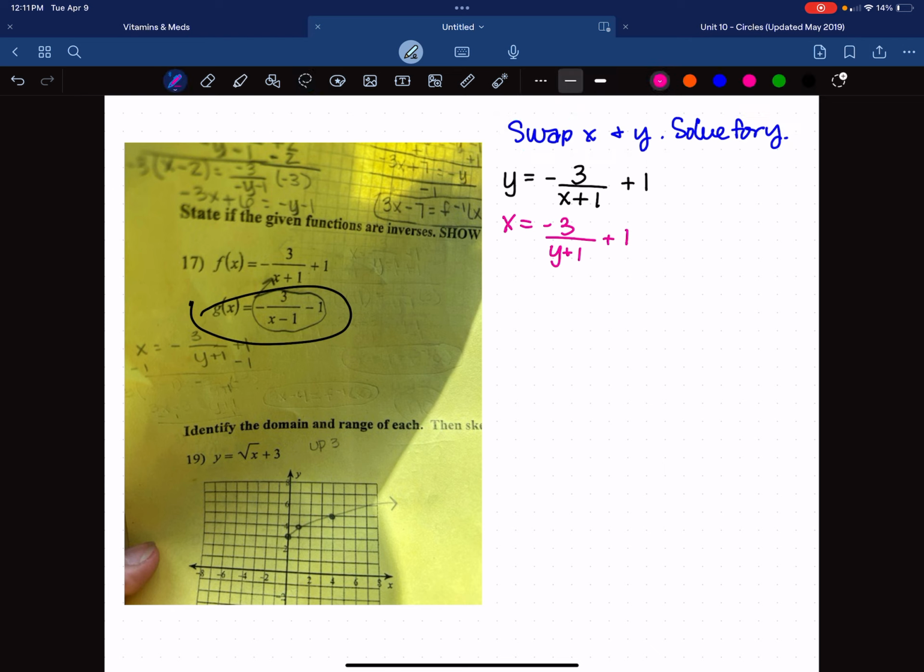We solve for y. First, we got to subtract 1. So x minus 1 equals -3 over y plus 1. I'm going to treat this like a proportion and cross multiply. Okay, I get y plus 1 times x minus 1 equals -3. Gotta divide by x minus 1.